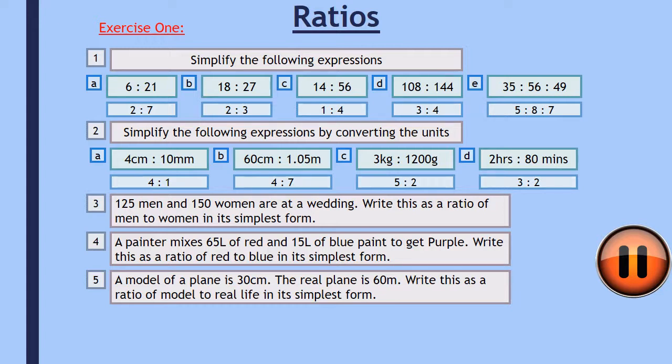They're both multiples of 25. So, 125 divided by 25 gives us 5, and 150 divided by 25 gives us 6. So our new ratio is 5 to 6.